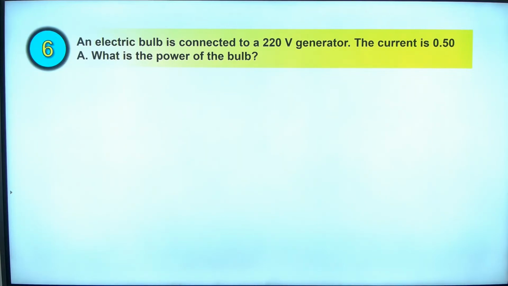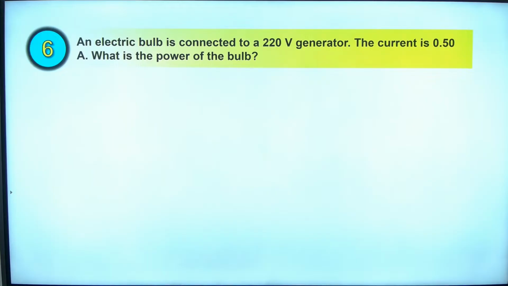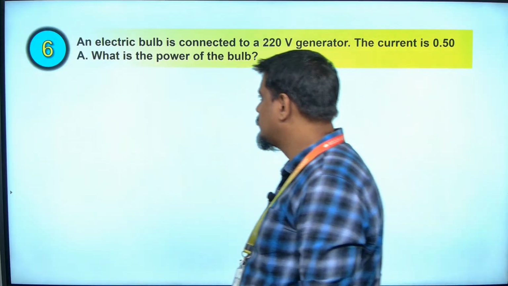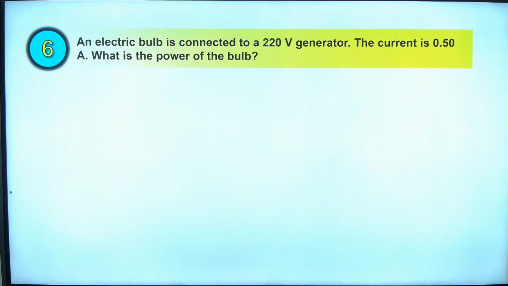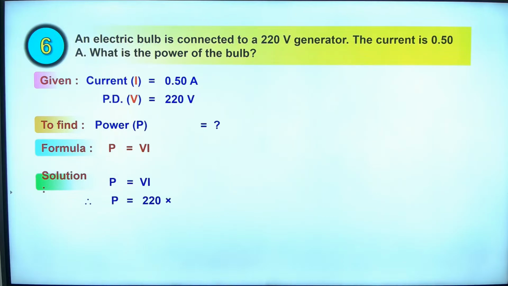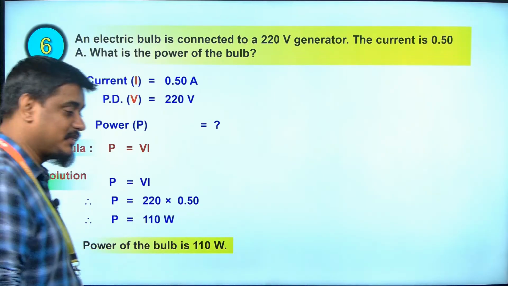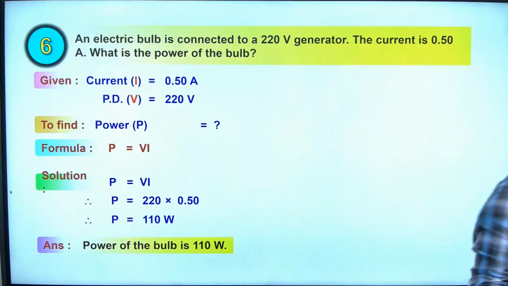An electric bulb is connected to a 220 volt generator. Current is 0.5 ampere. What is the power? Direct question. Power is equal to what into what? V into I. How much is the answer? Half of 220 volt is how much? This kind of question don't expect to come. If it comes, good luck. P is equal to VI and they have given the value of V, they have given the value of I. Multiply both, get the answer, isn't it?